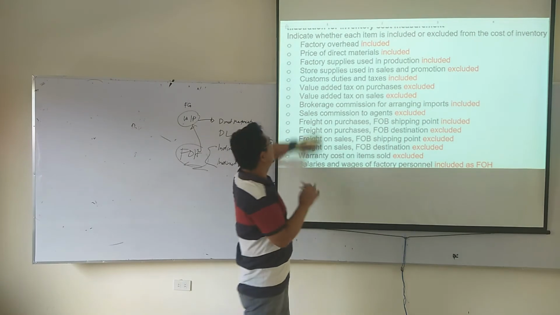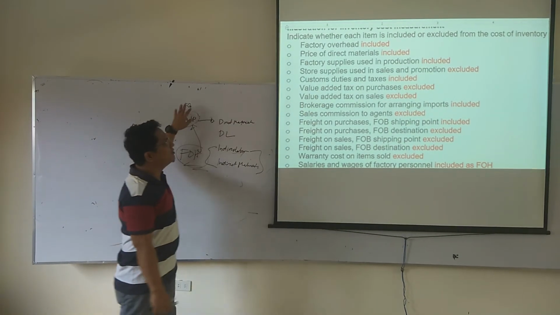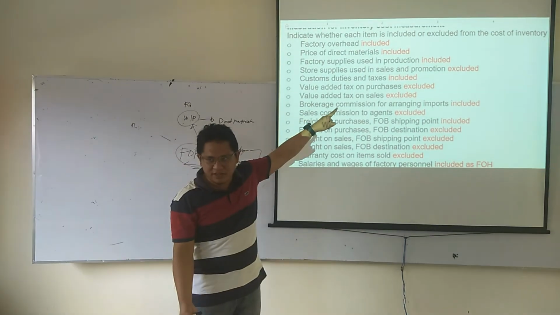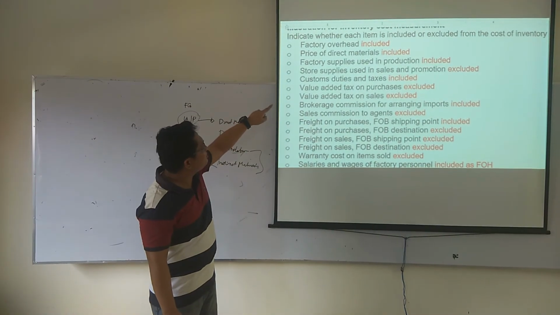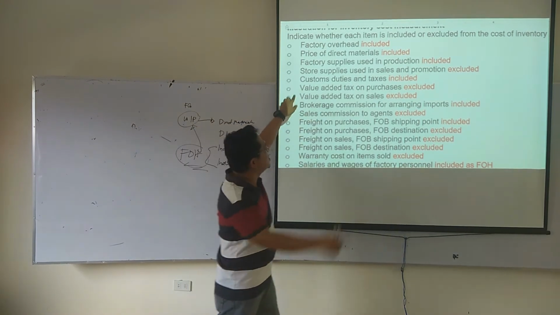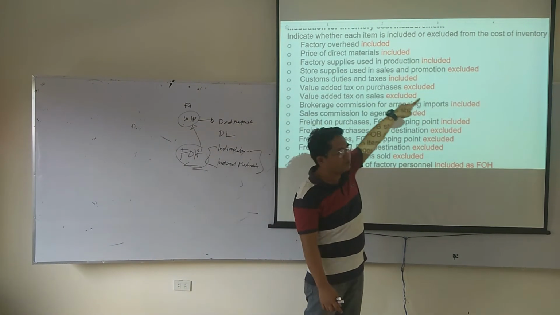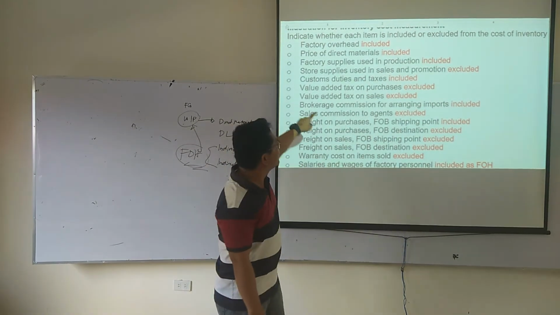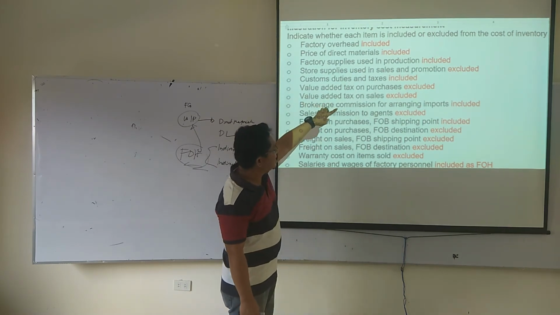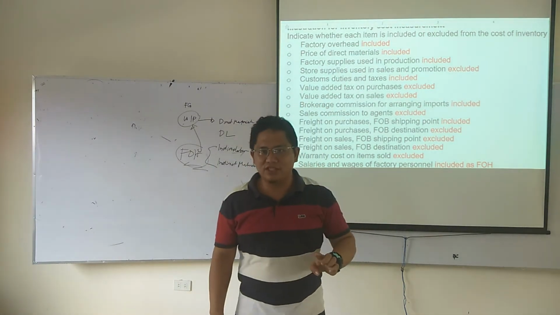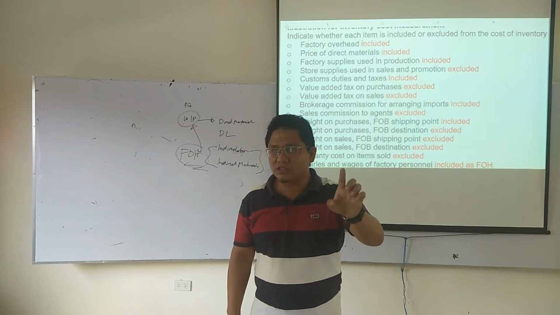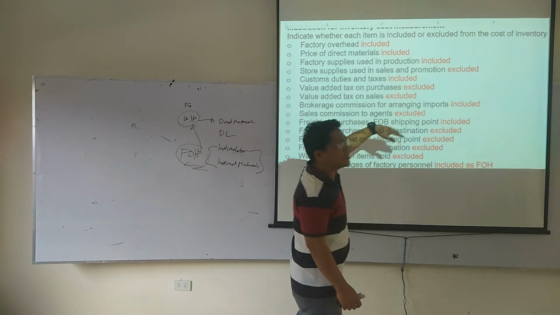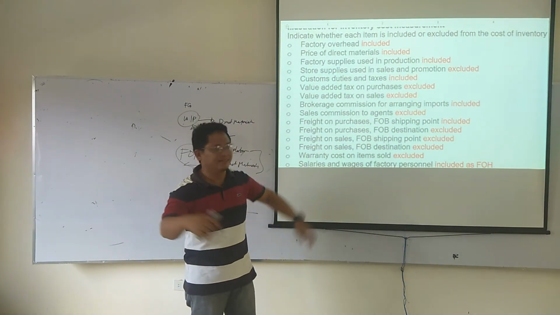As discussed now, indirect materials are also included. Factory supplies used in the production, that's part of the definition. Store supplies used in sales and promotion are excluded because they are selling expenses. Customs duties and taxes are included because, by definition, we include all costs necessary to bring the inventory to our store. So therefore, these are necessary to be paid.